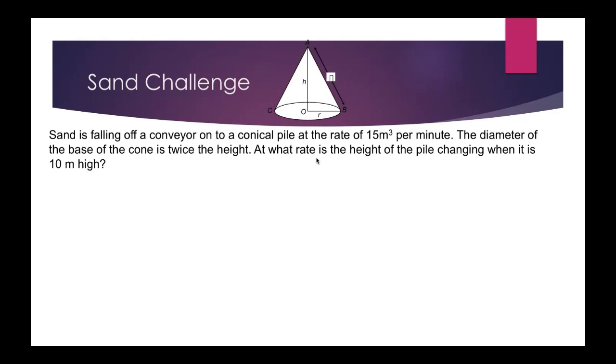All right then, sand falling off a conveyor onto this, 15 meters cubed per minute. Bam, that is how fast the volume's changing. That's dV/dt. The diameter of the base of the cone is twice the height. Oh, now we have height. We have the diameter. Diameter sounds a lot like 2 times the radius. So we have radius, height, volume. At what rate is the height?